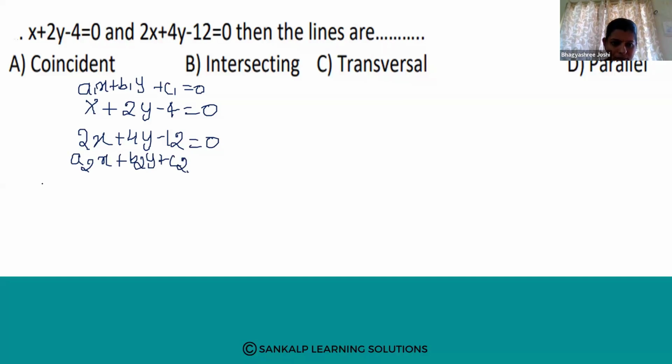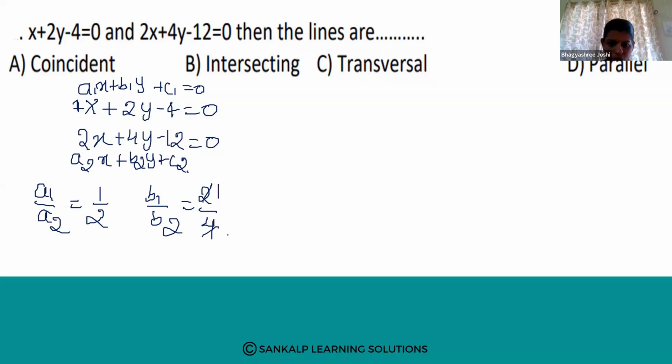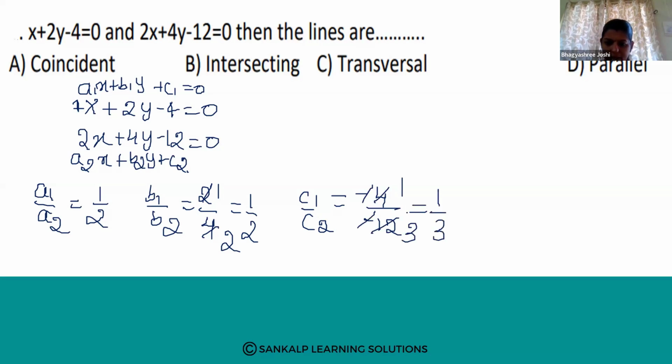So a1 divided by a2 is 1 divided by 2. B1 divided by b2 is 2 divided by 4, that means 1 divided by 2. And c1 divided by c2: c1 value is minus 4 and c2 value is minus 12. 4 ones are 4, 4 threes are 12, minus and minus will get cancelled, so 1 divided by 3.